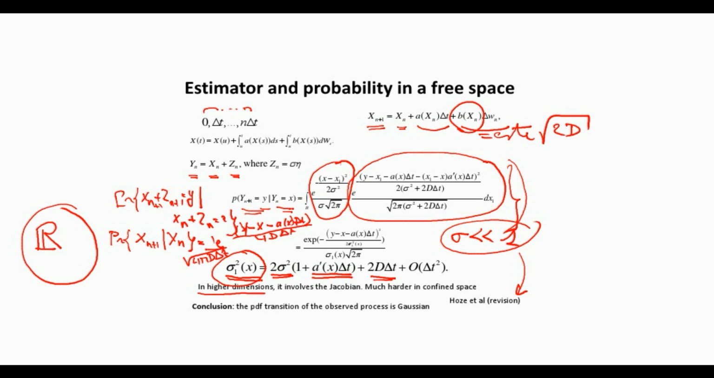In higher dimension, the formula is a bit more involved, and in confined space, this is harder to calculate because of, for example, the effect of the boundary. But now it is possible to use this expression for the probability transition function to calculate the first moment.